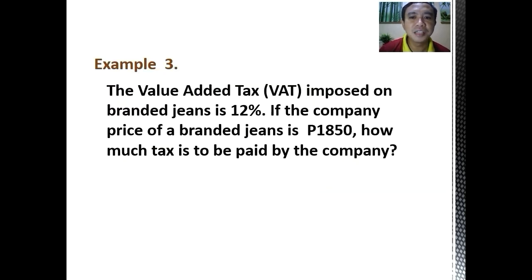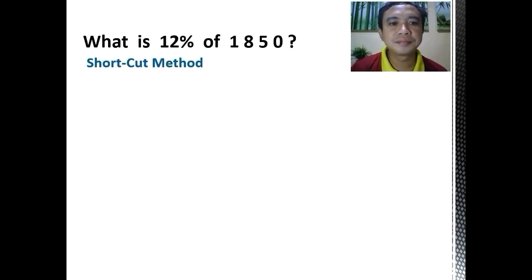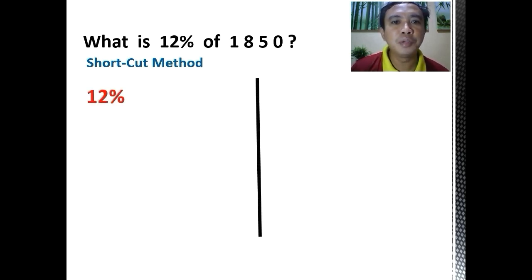The value-added tax imposed on branded jeans is 12%. If the company price of a branded jeans is 1,850 pesos, how much tax is to be paid by the company? So this problem basically asks us, what is 12% of 1,850? Now, since it is a bit difficult if we multiply 12% by 1,850 directly, we break 12% into easier parts. You can have 10% plus 2%.